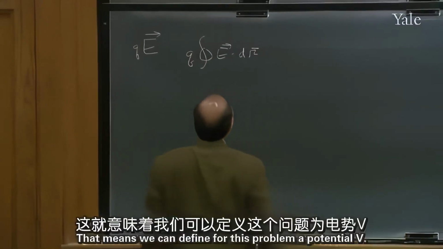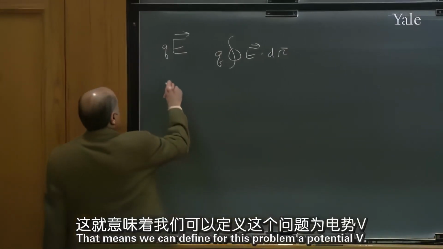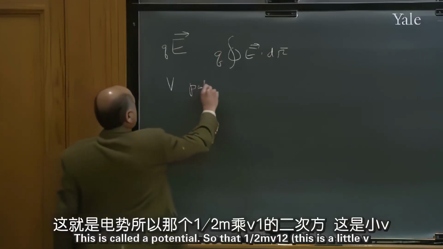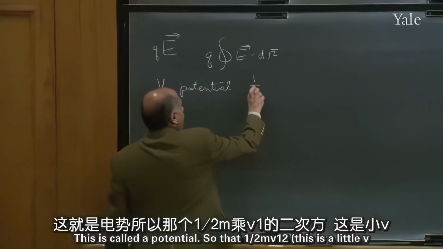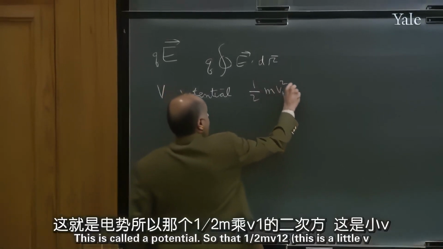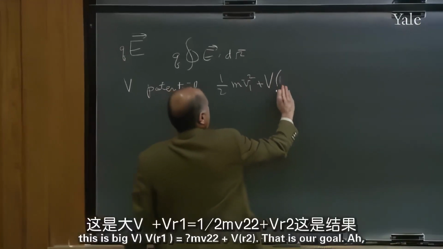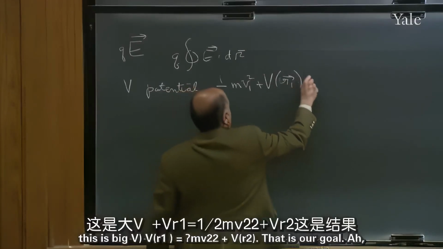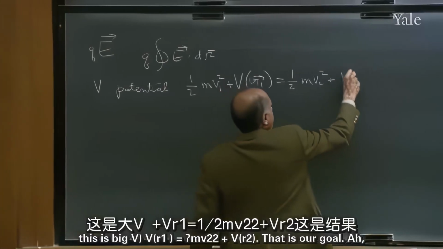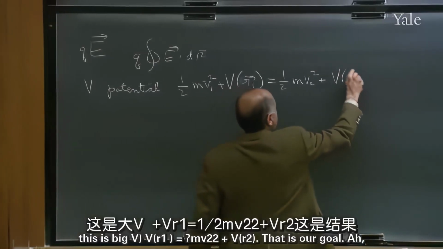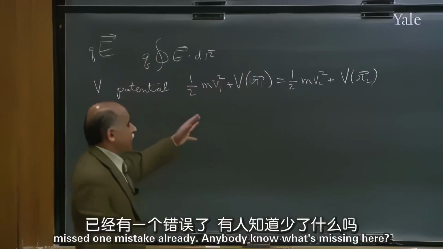That means we can define for this problem a potential, V, which is called the potential, so that 1/2 m v1 squared, this is a little v, this is big V, capital V at the point R1 is equal to 1/2 m v2 squared plus capital V at the point R2. That was our goal. Missed one mistake already.